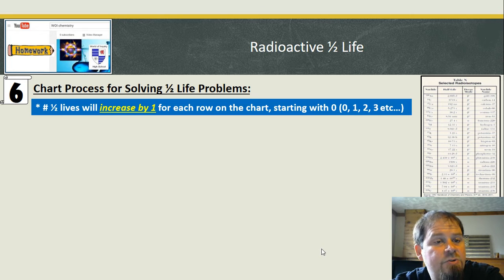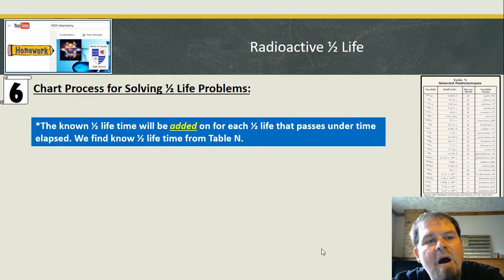One of the headings in the chart is going to be straight up number of half-lives. This will always increase by 1 for each row in the chart. We will always start at 0. That's the other thing you need to know and have memorized. So we'll always start at 0 half-lives. That's like our 0 point, our starting point, and then we'll go through 1 half-life, 2 half-lives, 3 half-lives, 4 half-lives, and those numbers are all predetermined.